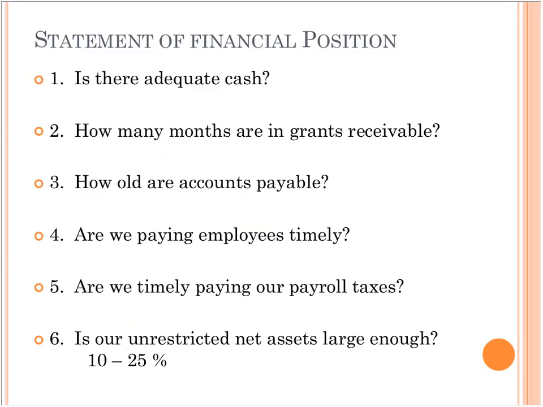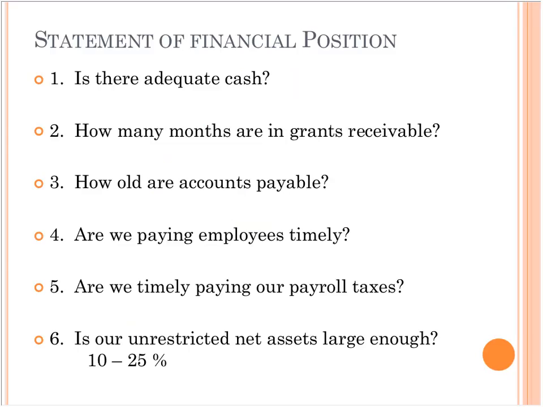Second, how many months are in grants receivable? This is an indicator of how quick the organization is getting reimbursement on its grants. The other side of that is how old are accounts payable? If accounts payable continue to grow and get bigger and bigger, this means that vendors are not getting paid. And with your position in your communities, is that okay?